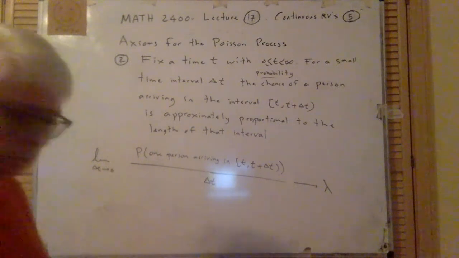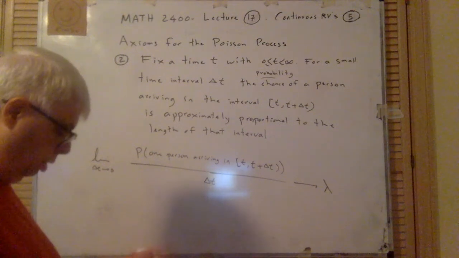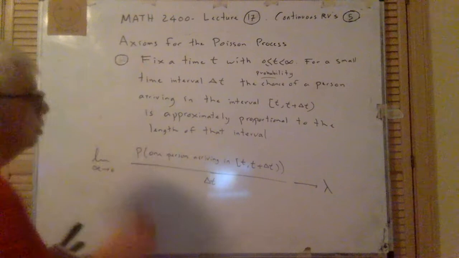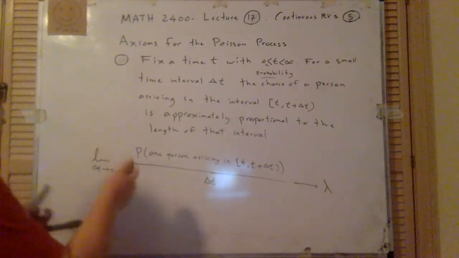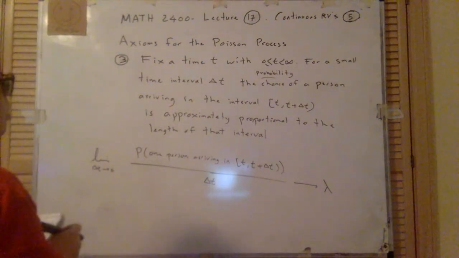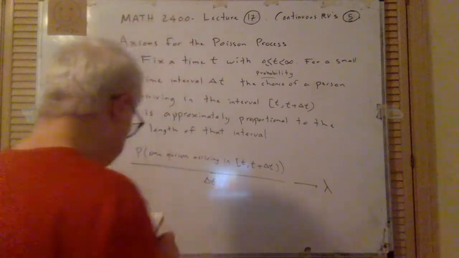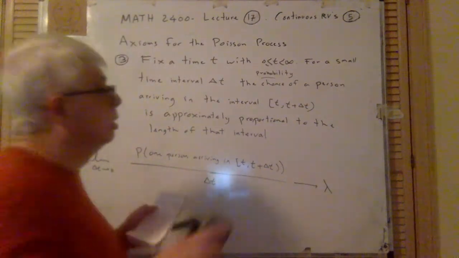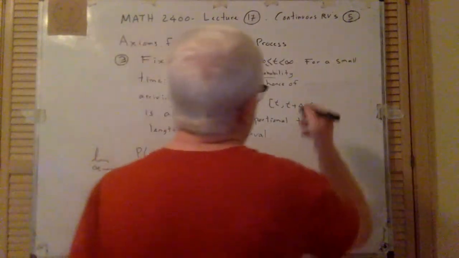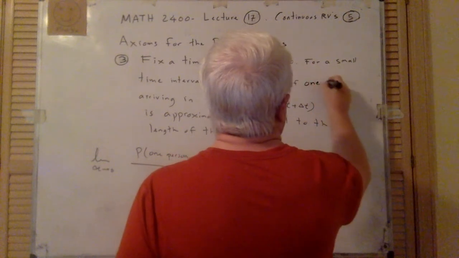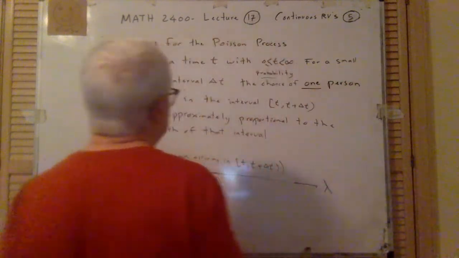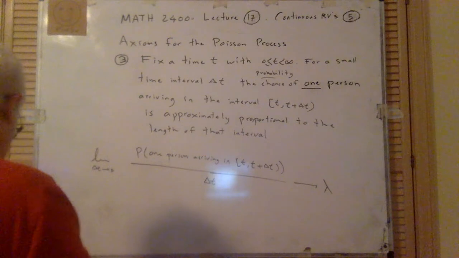The third one is similar to this. So let me see how similar that is. Yeah, that's similar to this. So the third one is also similar to this, and that is like this. So fix the time t, for a small time interval delta t, the chance of one call, not, why have I written one call? That's another problem. It looks like this. One person. And this one I emphasize: more than one person arriving in that interval (t, t plus delta t) is negligible.